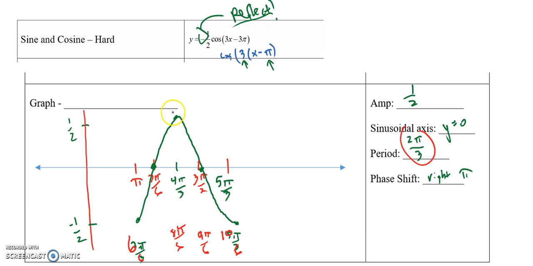It's got an amplitude of 1/2, it's been reflected, the period has been adjusted so that it's 2 pi over 3, and it's been moved to the right pi units.